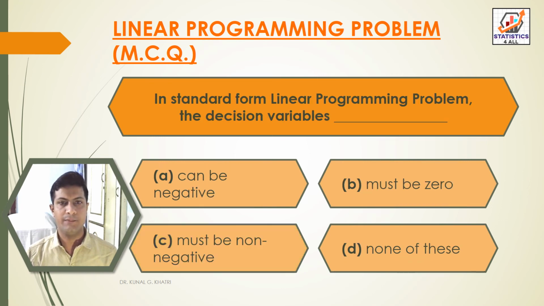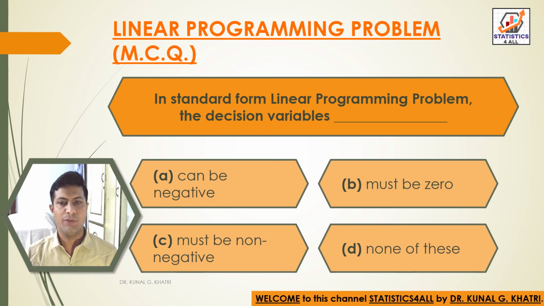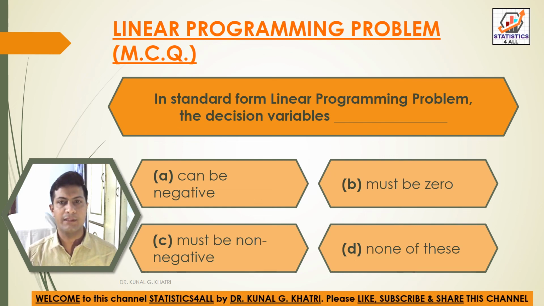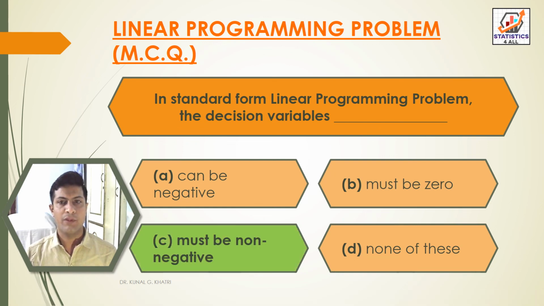Next question. In standard form linear programming problem, the decision variables dash. Option A, can be negative, option B, must be 0, option C, must be non-negative, option D, none of these. So here we have answer option C, must be non-negative. In standard form linear programming problem, the decision variables must be non-negative.